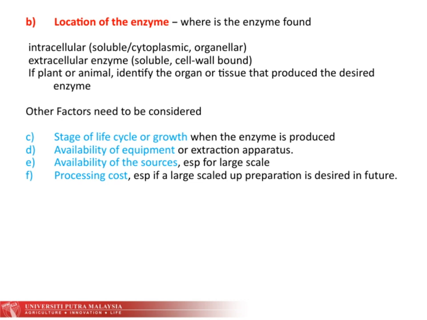For large-scale production, the availability of sources becomes critical. We need enough raw material to meet demand. And finally, processing costs are a key consideration, especially if we're planning to scale up for industrial applications. The cost efficiency of the extraction process can make or break the feasibility of producing certain enzymes on a large scale. All these factors together guide us in selecting the most practical and efficient way to obtain the enzymes we need for our purposes.